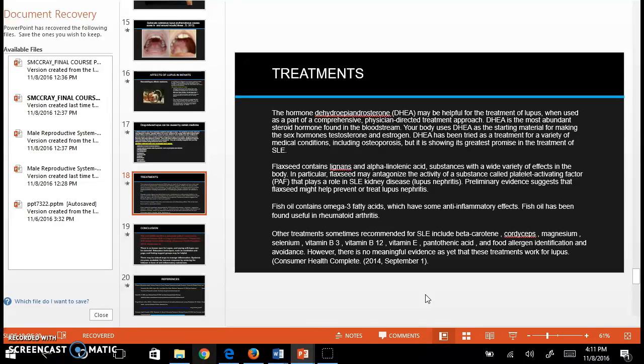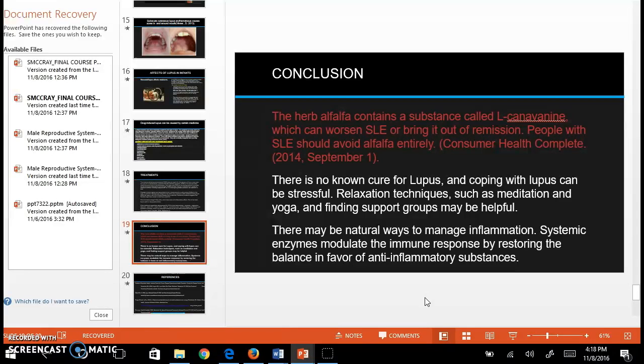Treatments for lupus include the hormone DHEA, listed here, which may be helpful for the treatment of lupus. Your body uses DHEA as the starting material for making the sex hormones testosterone and estrogen. The herb alfalfa, which can worsen SLE or bring it out of remission, should be avoided completely by anyone with SLE. In my conclusion, there is no known cure for lupus, and coping with lupus can be stressful. Relaxation techniques such as meditation and yoga and finding support groups may be helpful.